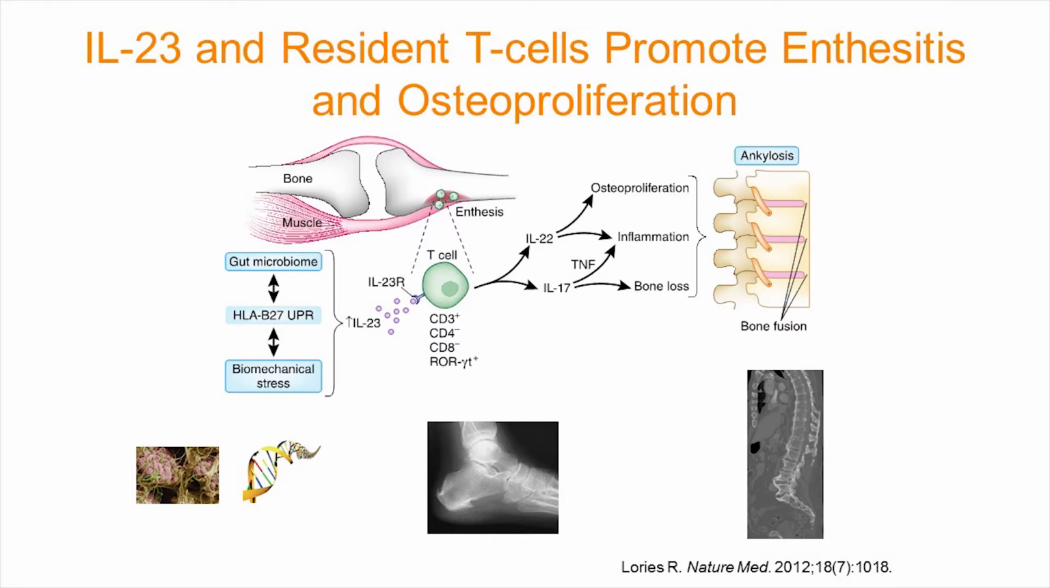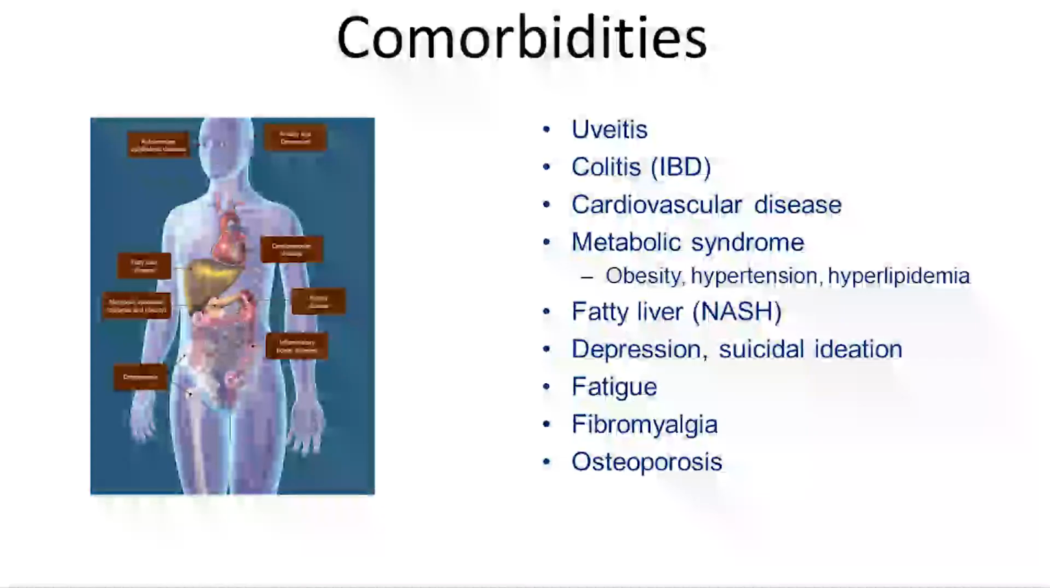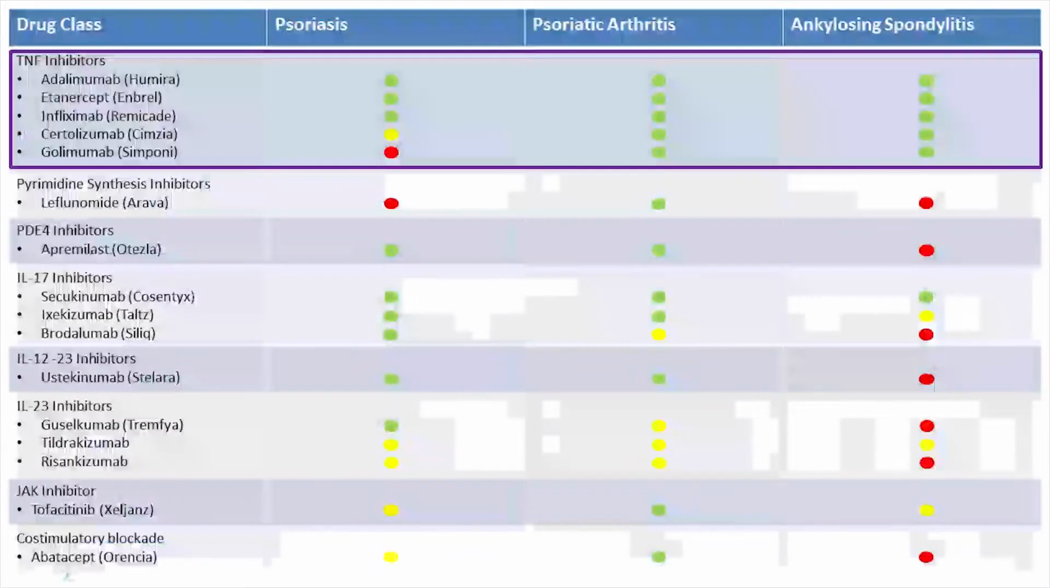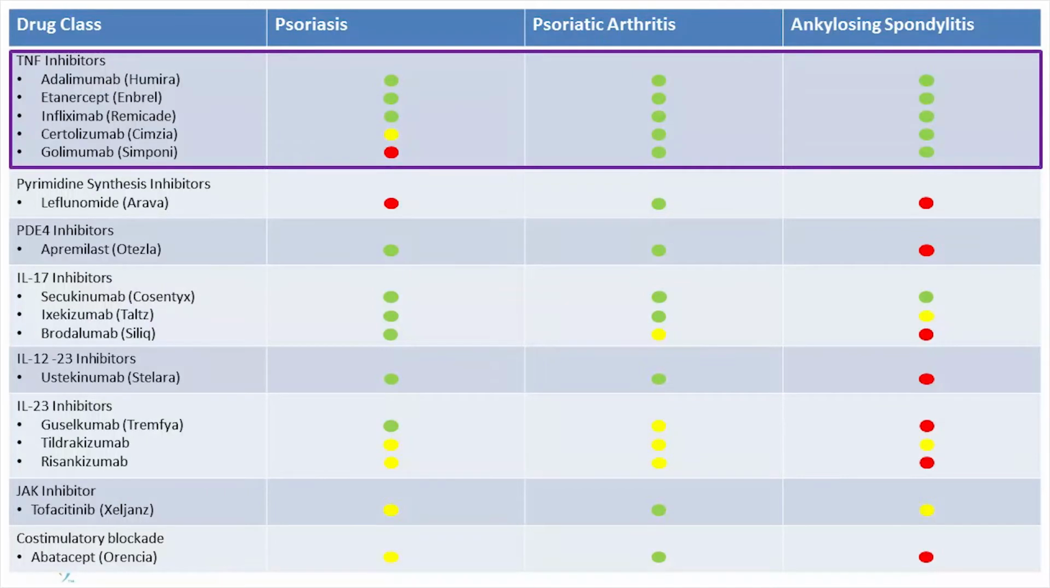So in addition to what I just explained in the bones, there are a lot of comorbidities that happen, so it's not just a skin and joint disease, and here are some of the popular comorbidities. We heard a lot about cardiovascular disease today, as well as metabolic syndrome, fatty liver, as well as depression.